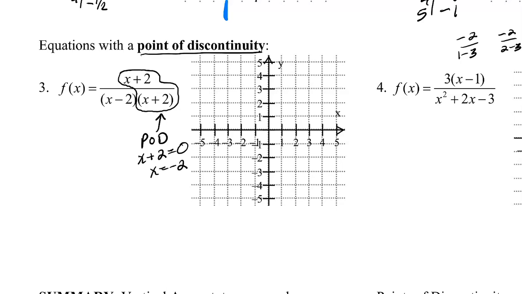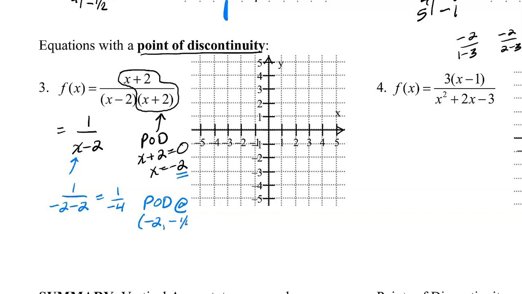To determine the y-coordinate of the point, we should simplify this function. If we simplify that, we get to this step, no more x plus 2's. And now if we plug in our -2 for x, we would have 1 over -2 minus 2. Again, we're plugging in -2 because that's our x coordinate. And that would give us -1/4. So we would have a point of discontinuity at -2, -1/4.